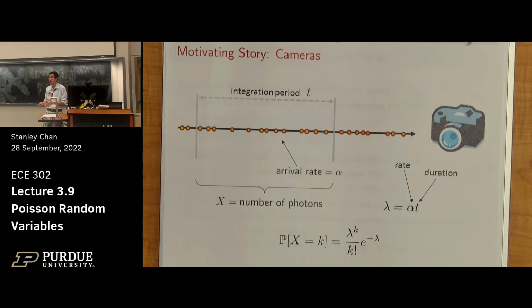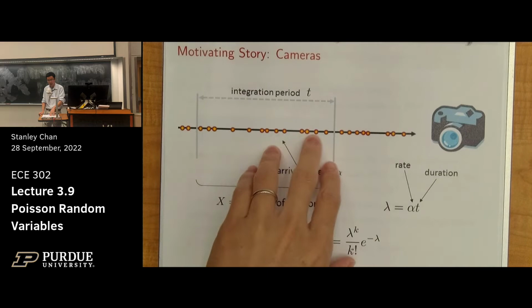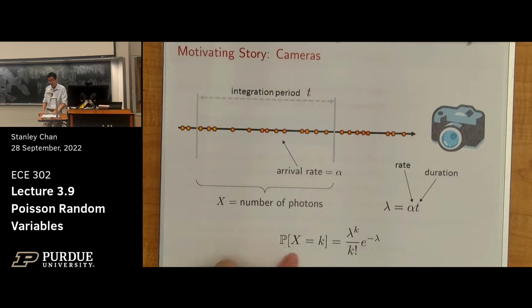But assuming an ideal situation, I would say that the photon arrivals will follow a Poisson distribution. What does it mean? I have a random variable x, which defines the number of photons. If you do not like cameras, it's also okay. You can think about Uber, the number of calls for a taxi. Or if you like telephone calls, it could be how many phone calls are arriving at your telephone system. As long as you have this discrete sequence of events, you can map it to the story.